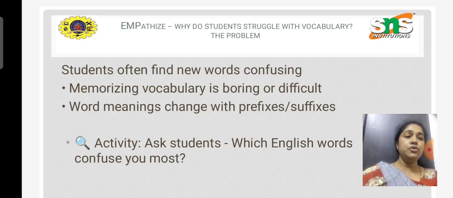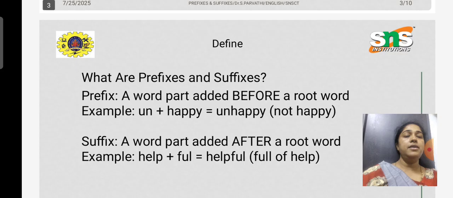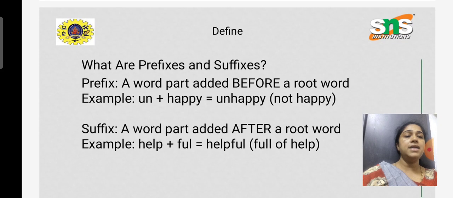So what we have to do is start with an activity. You should ask students, which English words confuse you most? That is the empathize part. In the define part, what do you have to do? You should understand what a prefix is and what a suffix is.